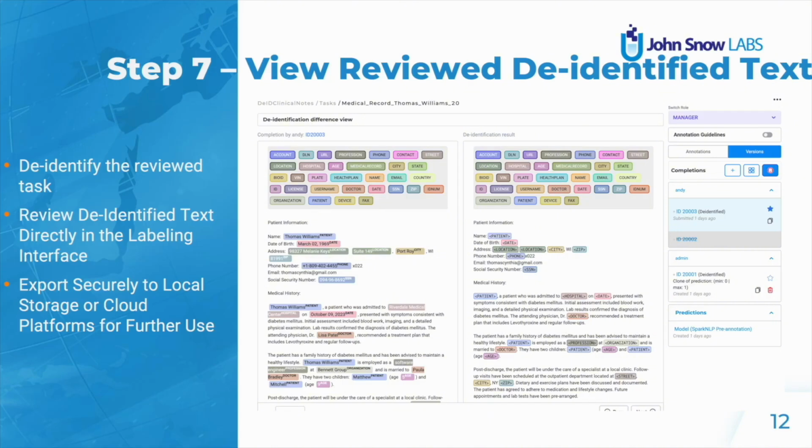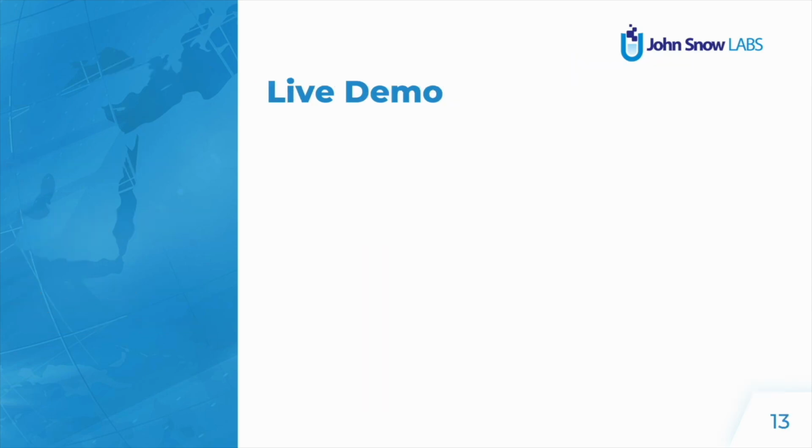You can view the de-identified version directly in the interface, and export the final de-identified text to the local storage or cloud platform securely. The final output is ready for use in research, model training, or data sharing with full auditability of how each PHI item was handled. Now that you have seen the full process, I'll move on to a live demo inside the Generative AI Lab so you can see how it all works in real time, from setting up the project to exporting the de-identified results.